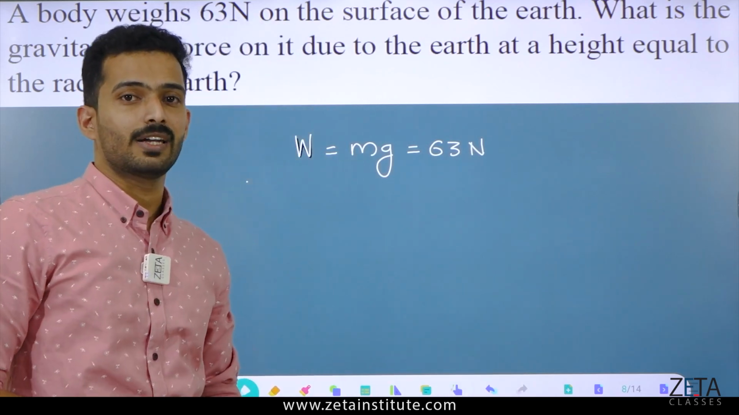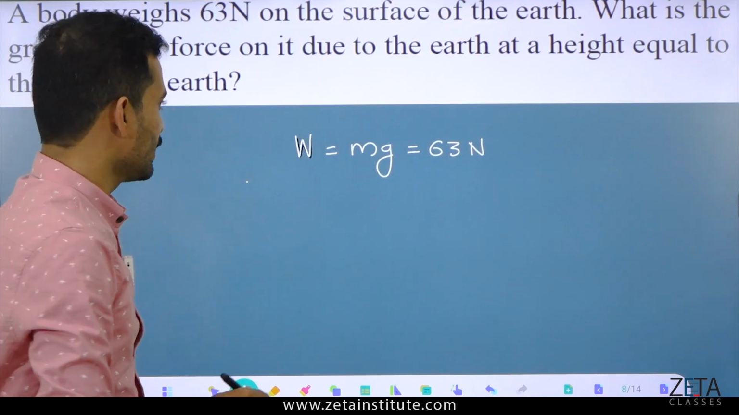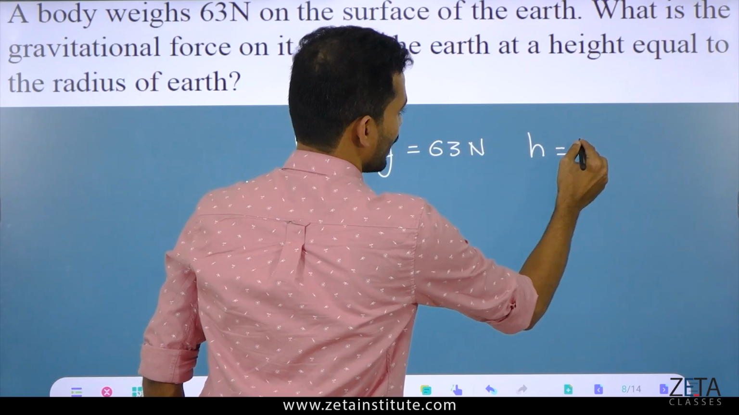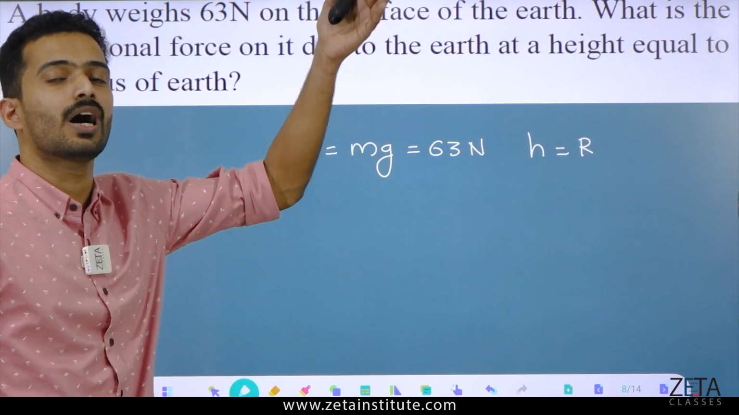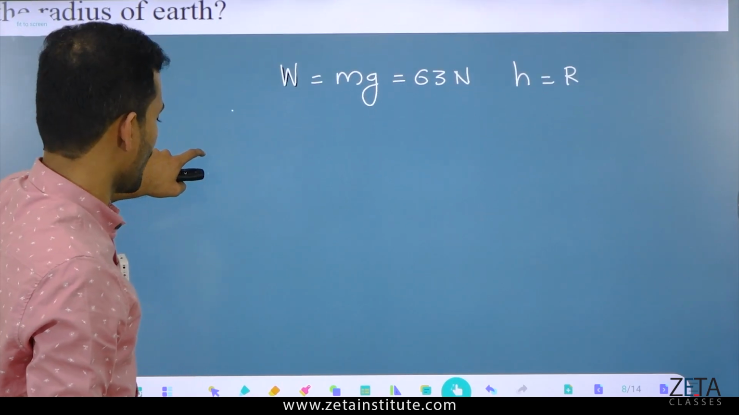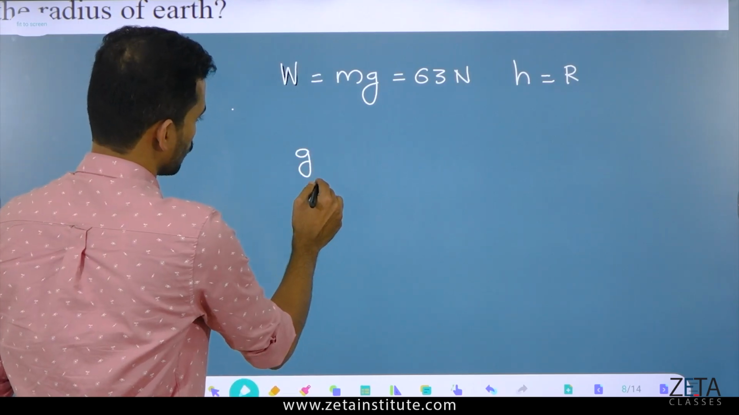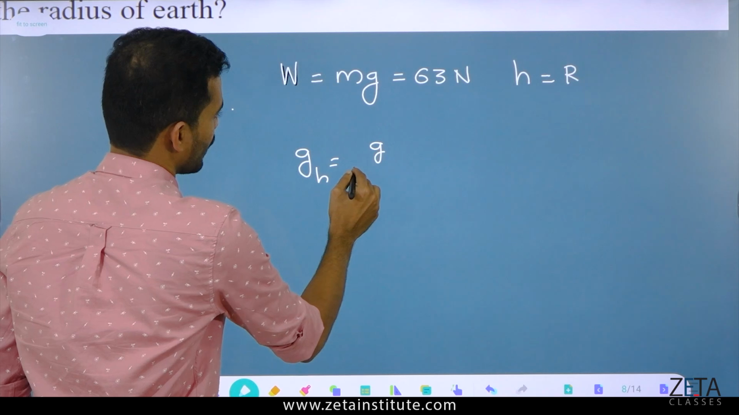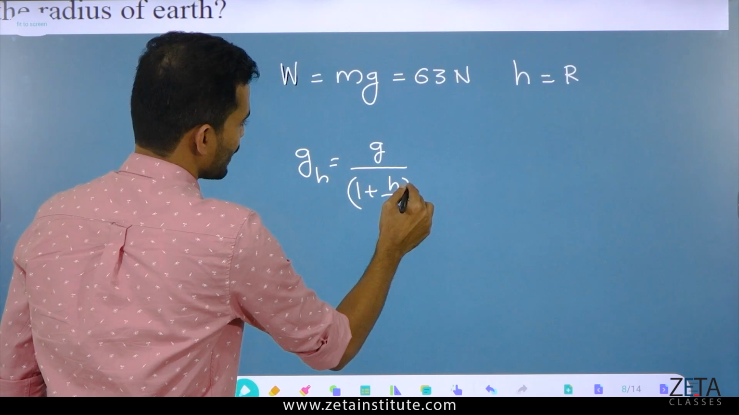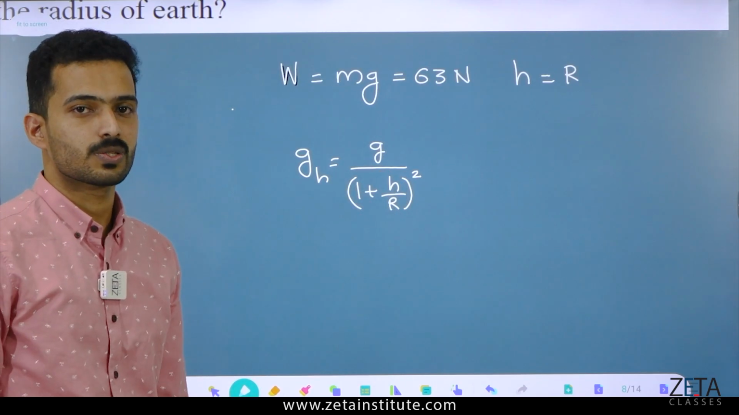In the question it is given that the height is equal to the radius of the earth. So we have an equation to calculate acceleration due to gravity at a height h. Which is that equation? gh is equal to g divided by (1 plus h by r) all squared.